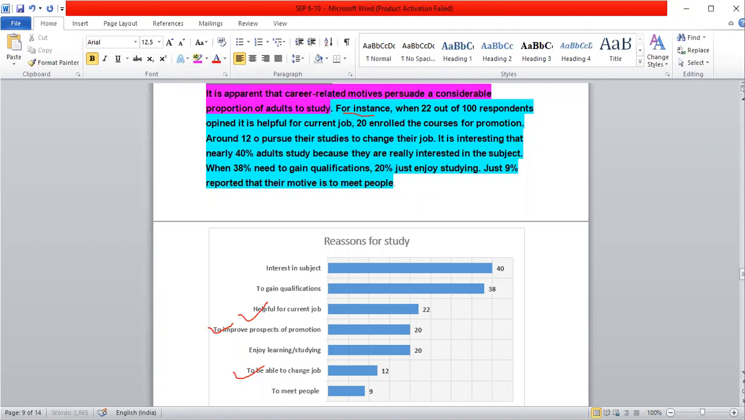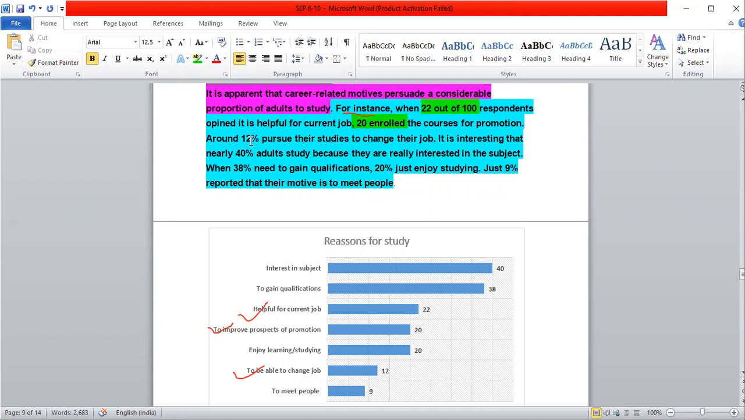Okay, I can go with 12%. So it is 12%. So it is already mentioned it is 22 out of 100. So now it can go with the percentage here. So in the first sentence, I have not used the percentage because I have written 22 out of 100 respondents. Now 12%, that is percentage, around 12% pursue their studies to change their job.